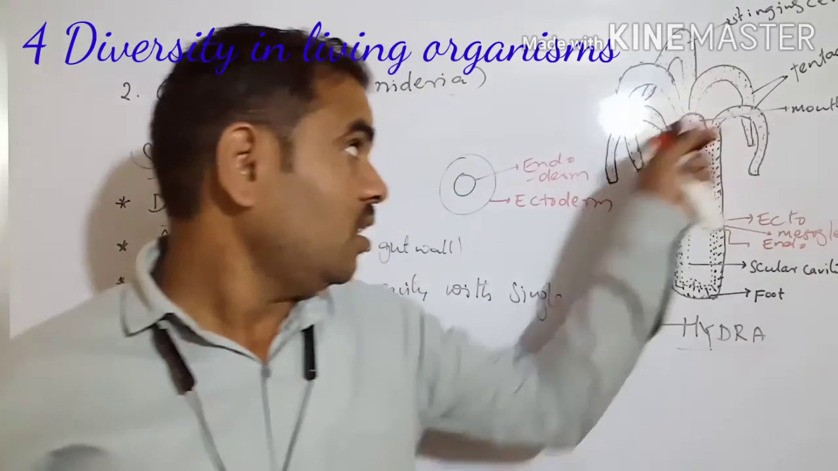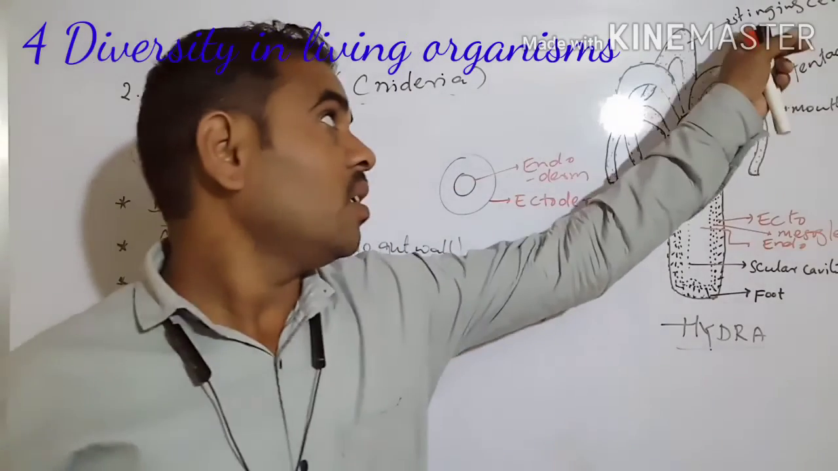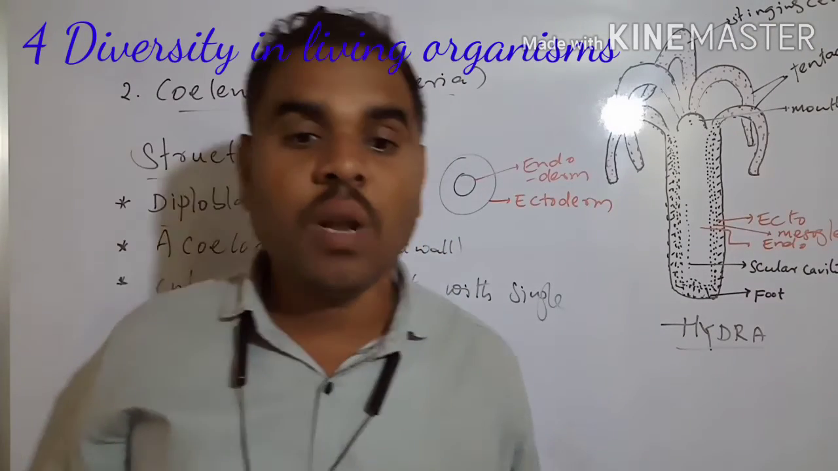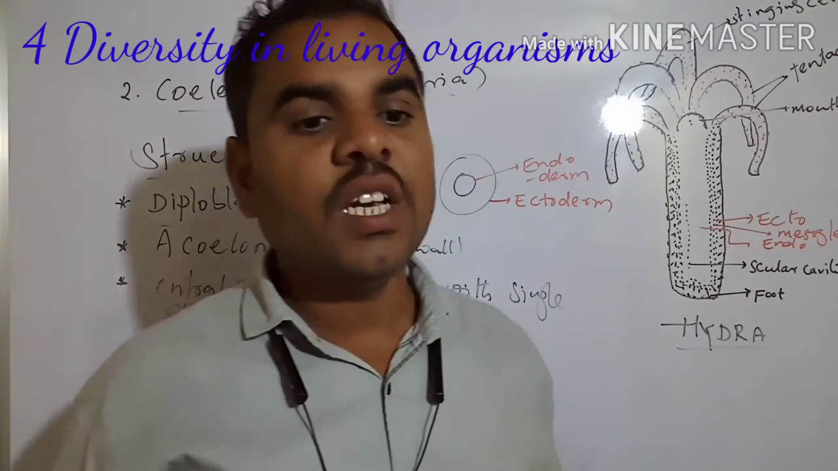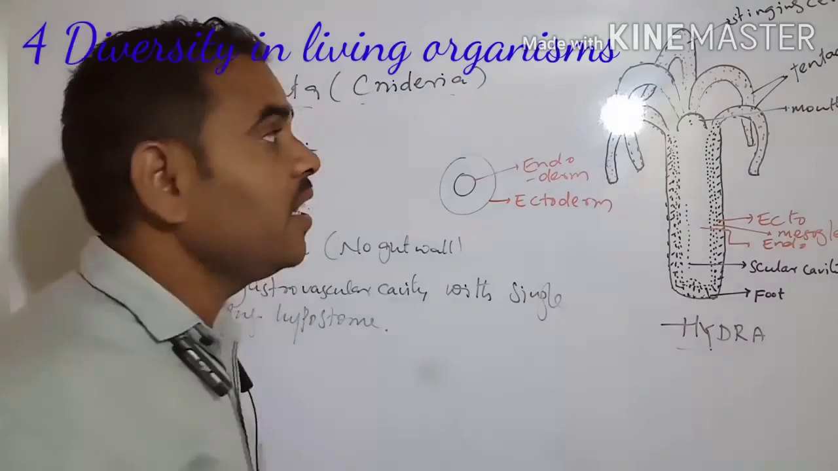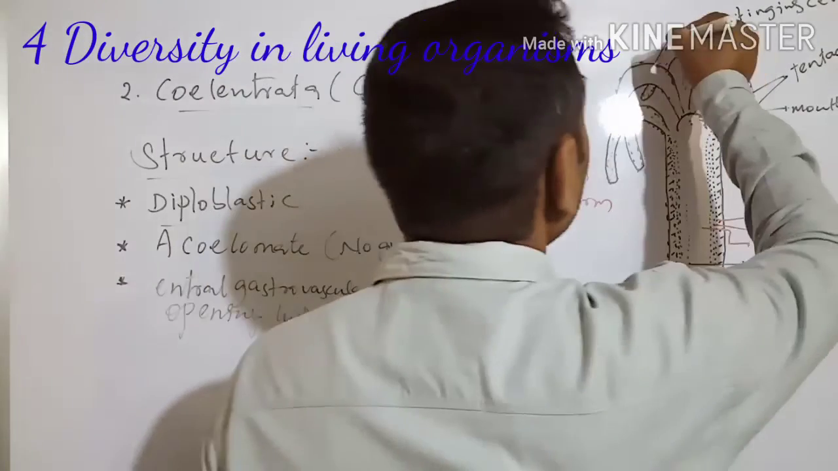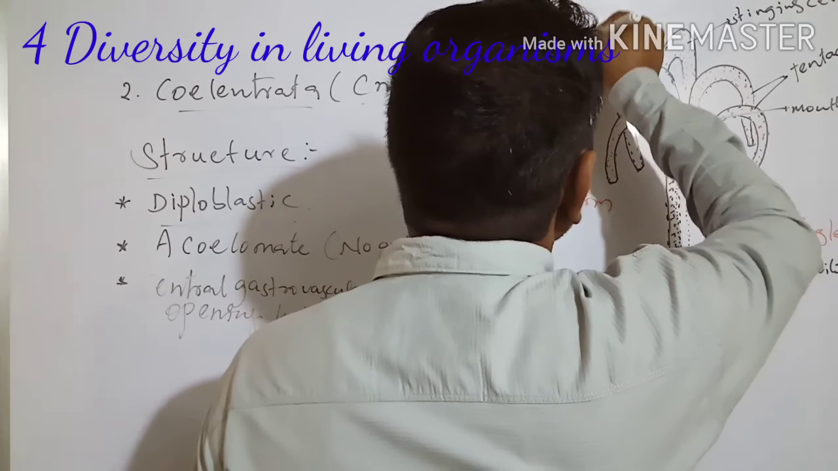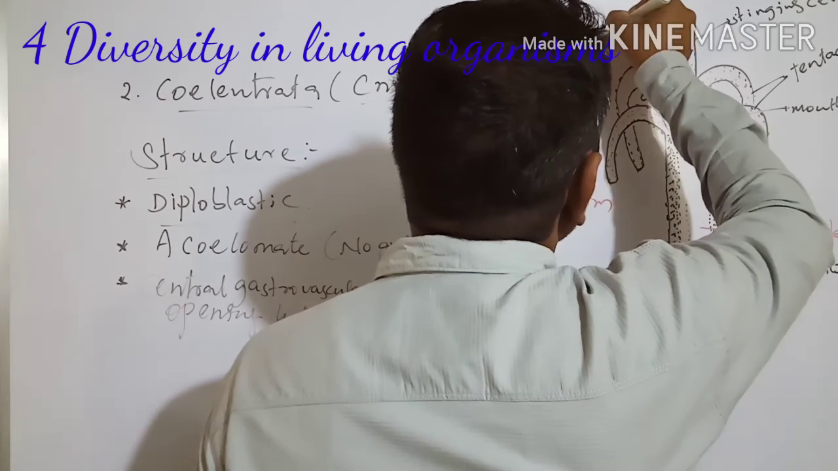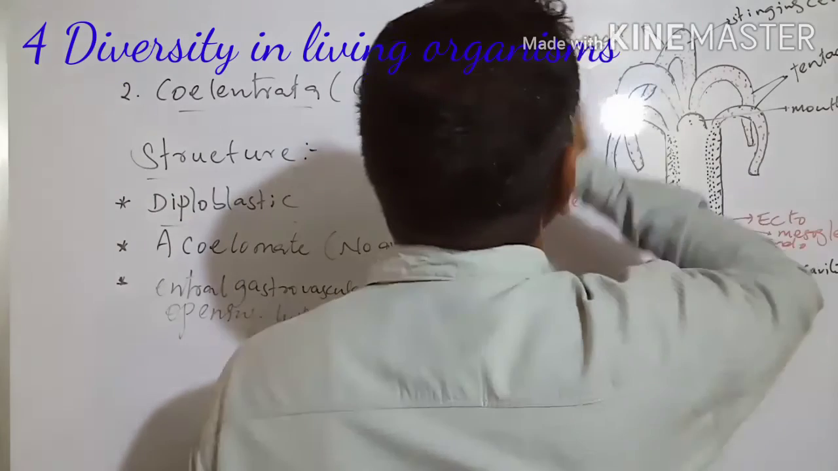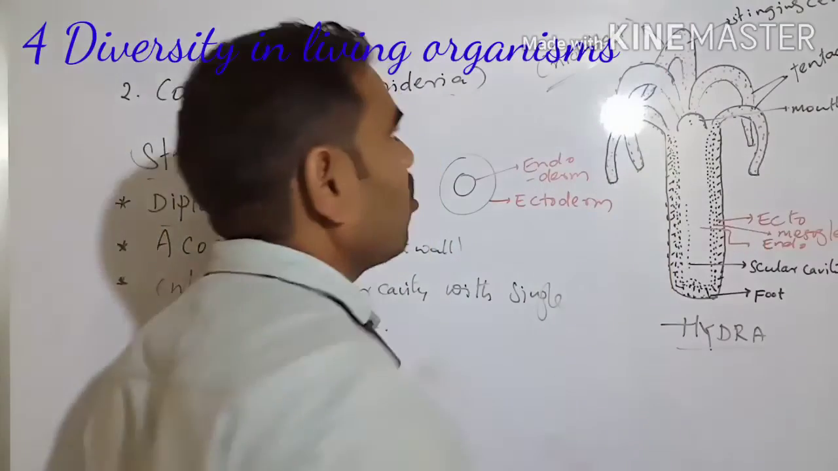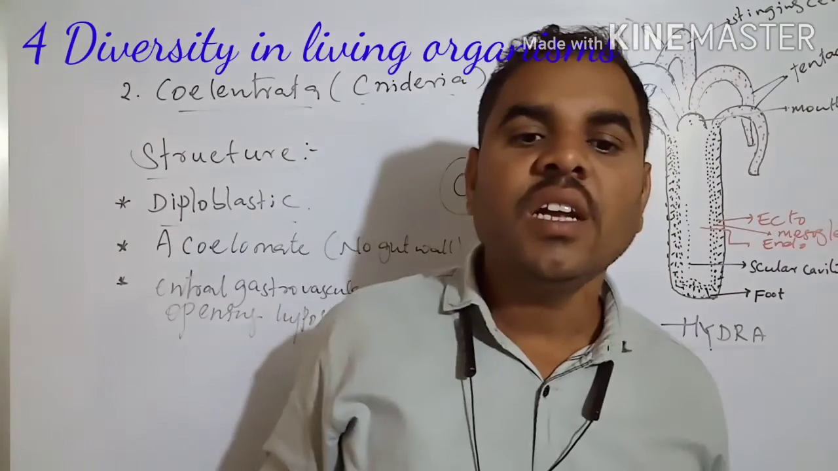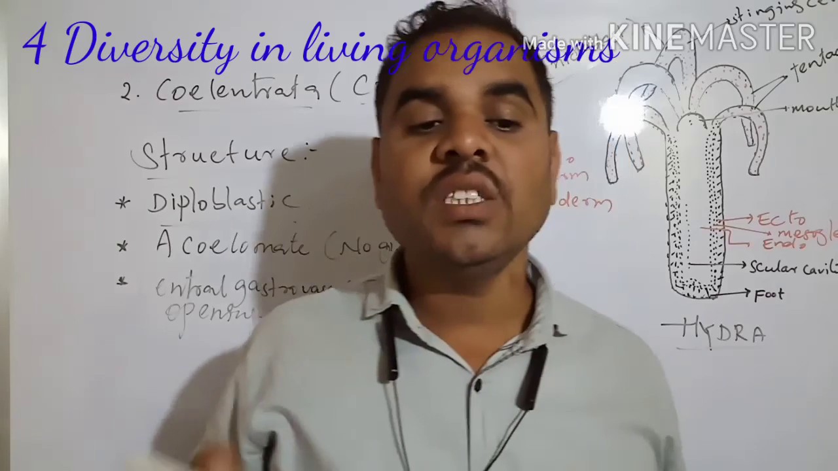This is about the cnidoblast. That is why, because of the cnidoblast cells, we call this group Cnidaria. This word is cnidoblast. They help to paralyze prey.